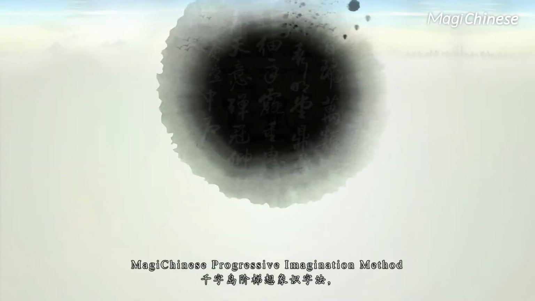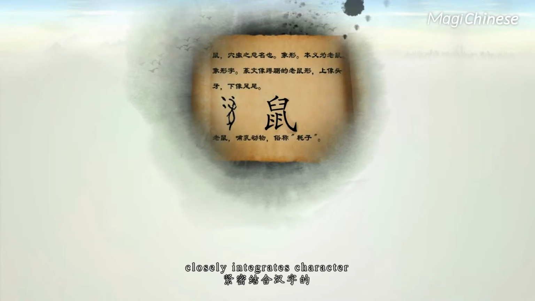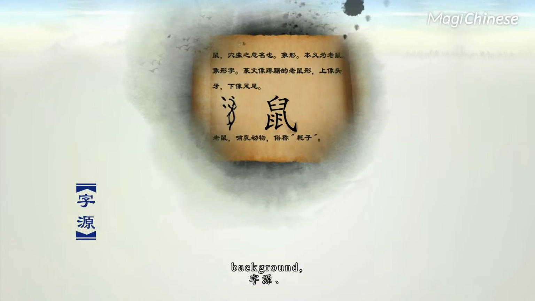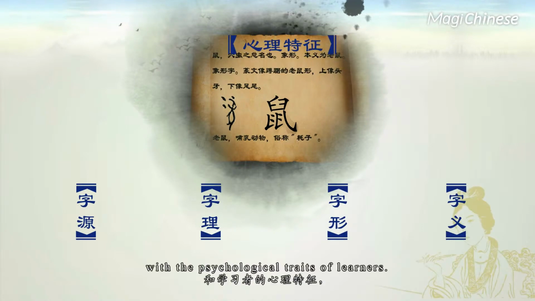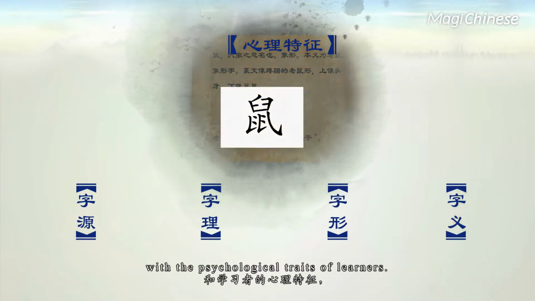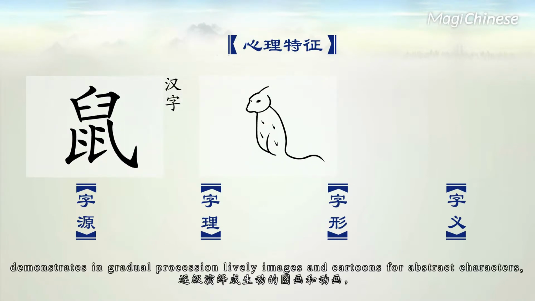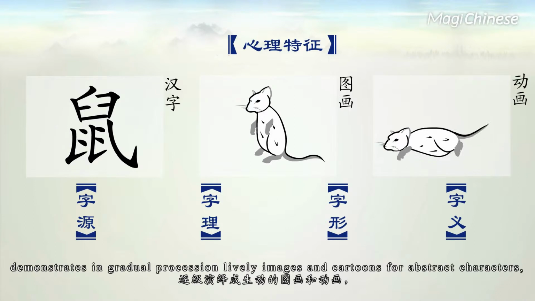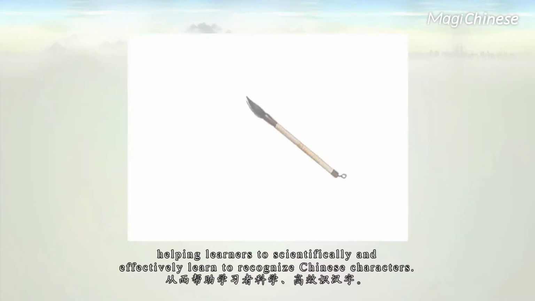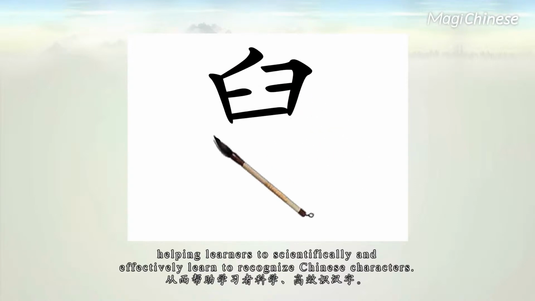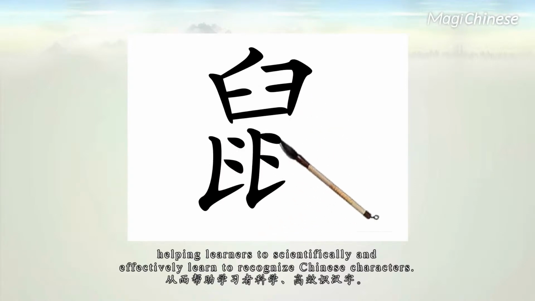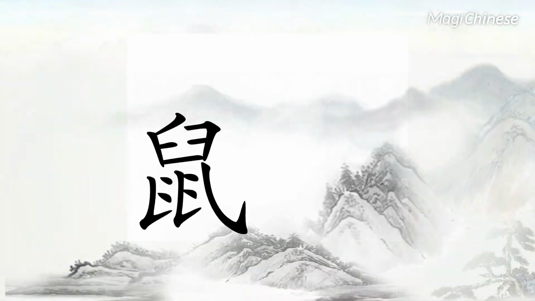MagiChinese Progressive Imagination Method closely integrates character background, logic, appearance, and meaning with the psychological traits of learners. In this way, it creatively demonstrates in gradual procession lively images and cartoons for abstract characters, helping learners to scientifically and effectively learn to recognize Chinese characters.